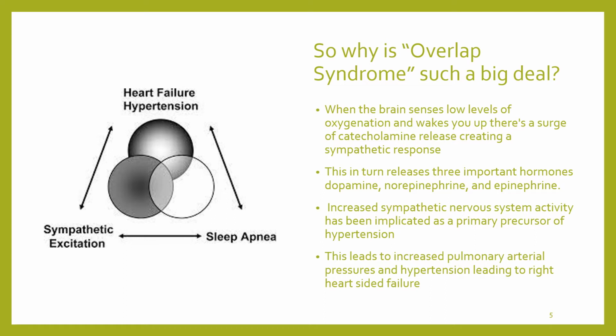But what happens in these patients, normally the brain senses the low levels of oxygen that occur as a result of the airway being collapsed. The natural response of the body when it doesn't have oxygen is to have a sympathetic response. And during this sympathetic response, catecholamines are released, and the most common hormones released are dopamine, norepinephrine, and epinephrine. The release of these chemicals when you're sleeping is not the best thing, because actually this has been shown to be a precursor to hypertension.